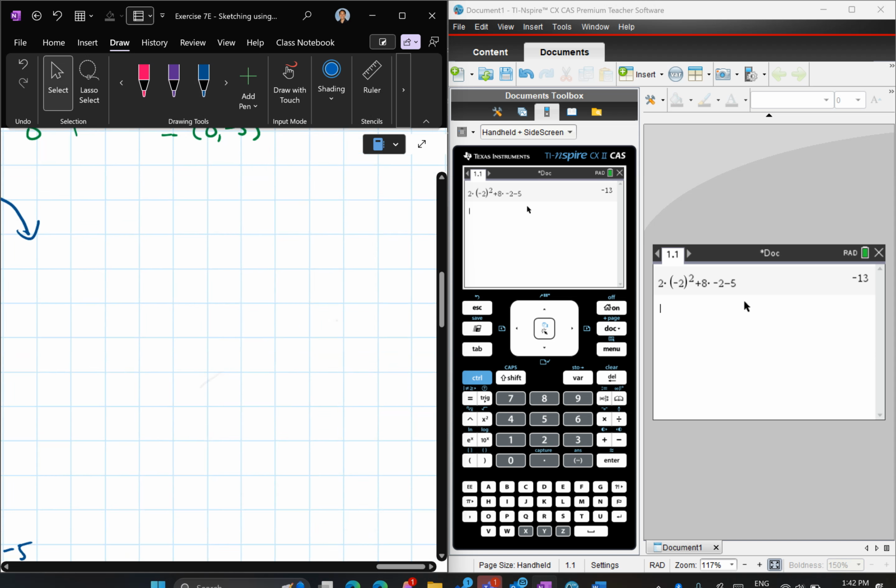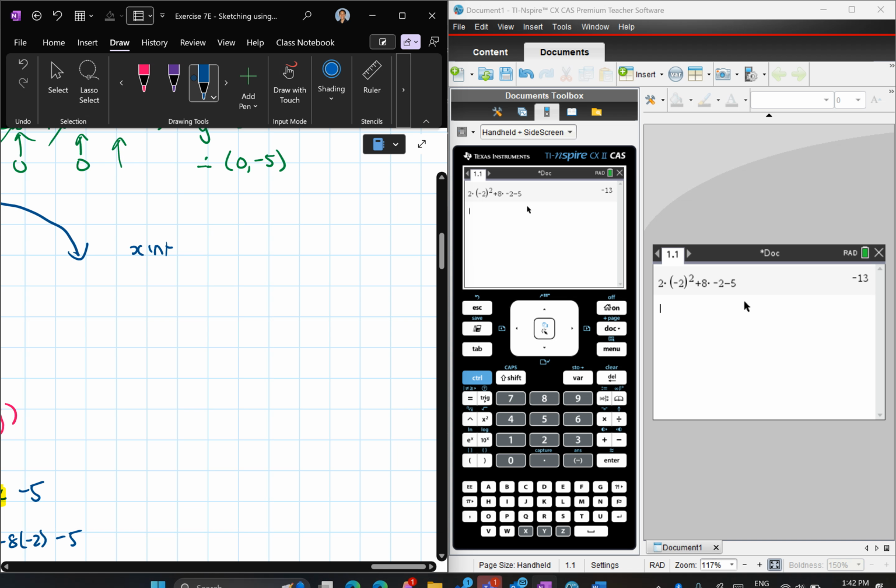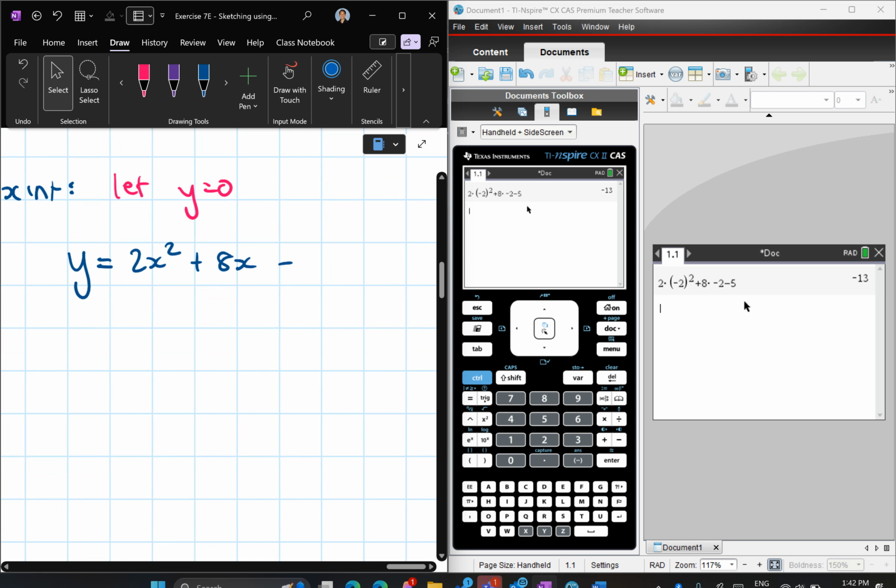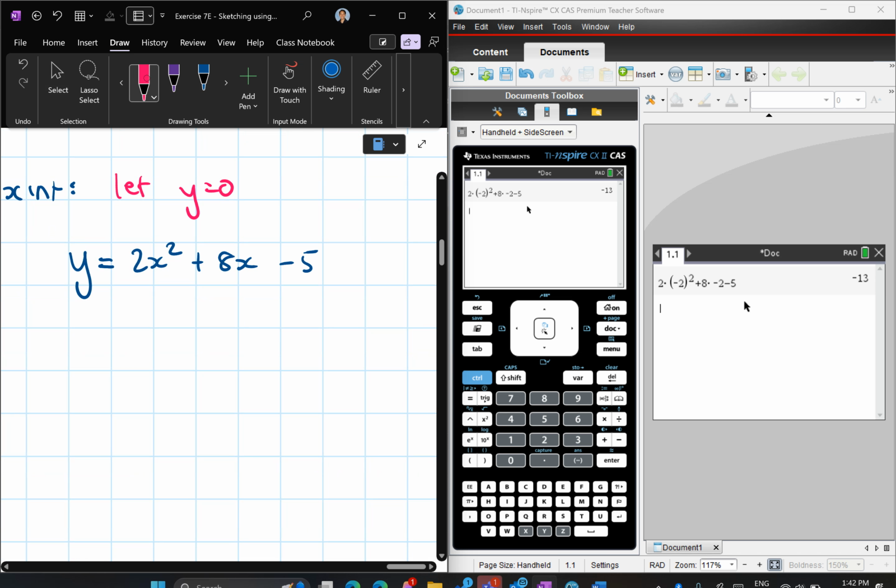Okay? Now, to find your x-intercept, normally you say let y equal to 0, correct? Okay, and that will give you the equation which you started off with, 2x squared plus 8x minus 5. If you're saying y is equal to 0, you need to solve this. 0 is equal to 2x squared plus 8x minus 5. And again, we already know that a is 2, b is equal to 8, and c equals negative 5.